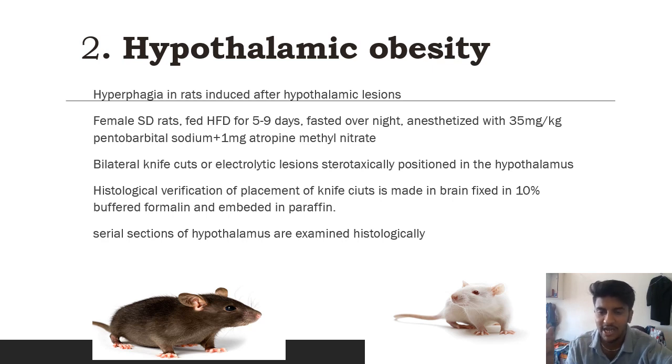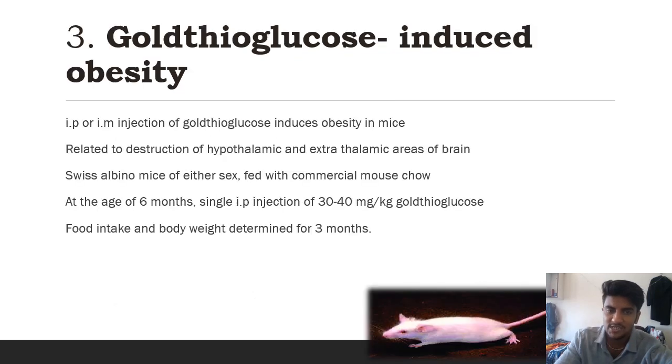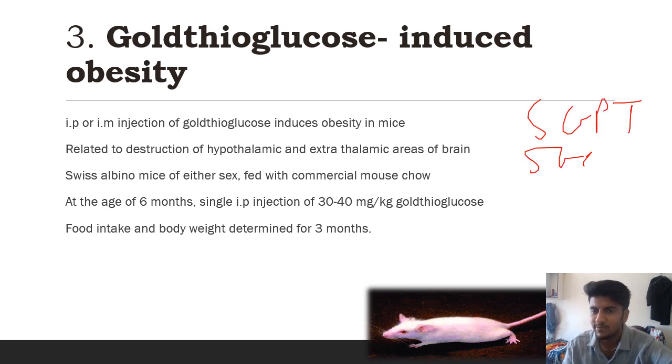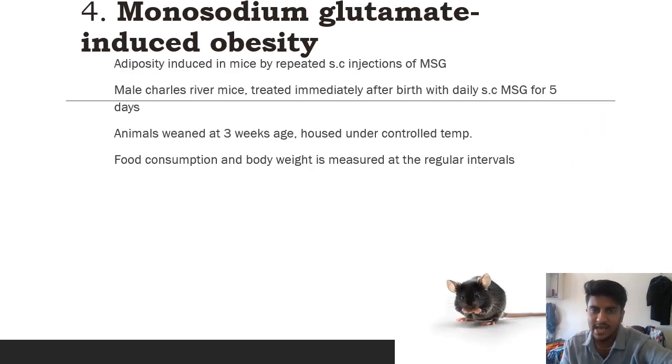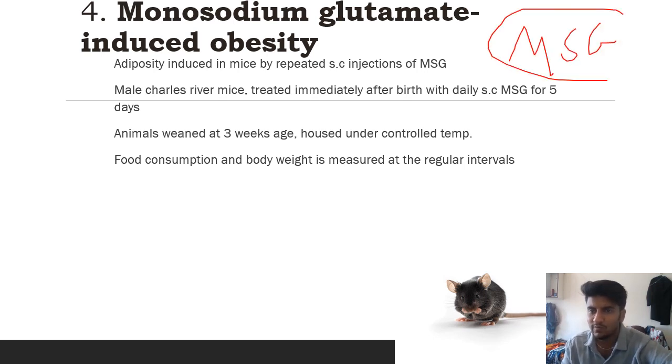A stereotaxic technique in which you operate on the hypothalamus stereotaxically and then induce hyperphagia. Then there is the gold thioglucose induced obesity model. Gold thioglucose is usually given intraperitoneally, at 30 to 40 milligram per kg, and then the food intake, body weight, and all of those things are determined after 3 months. You also check SGPT, SGOT levels, and the lipid profile: HDL, LDL, VLDL, chylomicrons, triglycerides. Liver function test, and sometimes kidney function test, creatinine levels, inulin, GFR.